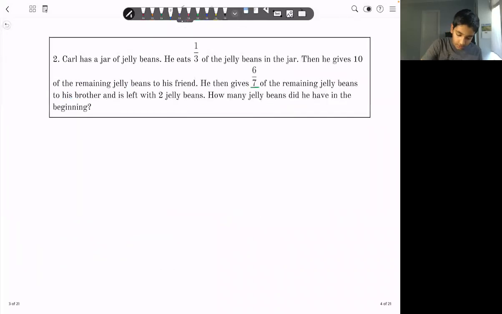So Carl has a jar of jelly beans. He eats 1/3 of the jelly beans in the jar, and then he gives 10 of the remaining jelly beans to his friend, and then he gives 6/7 of them to his brother, and is left with 2 jelly beans. So how many jelly beans does he have at the beginning?